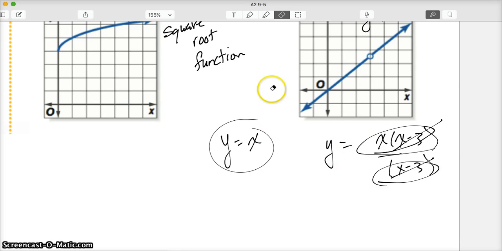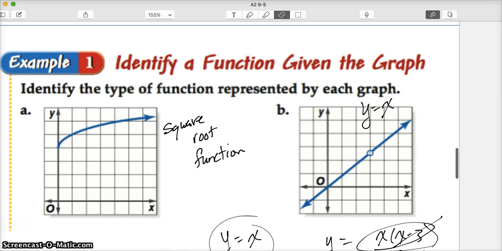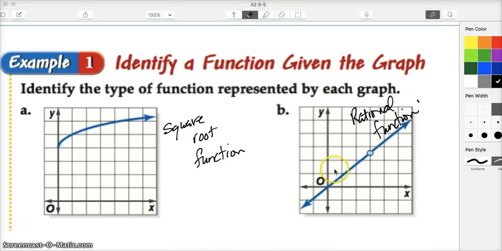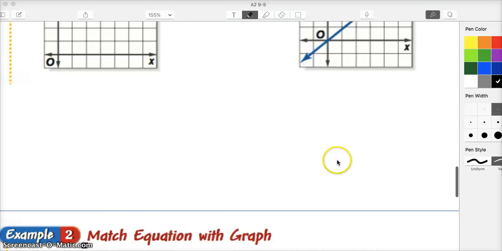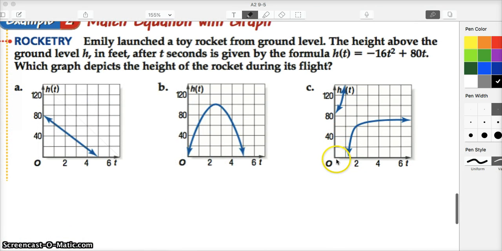So the overall take-home point is that this is actually a rational function. Yes, this is a rational function and not a direct variation function or the identity function.